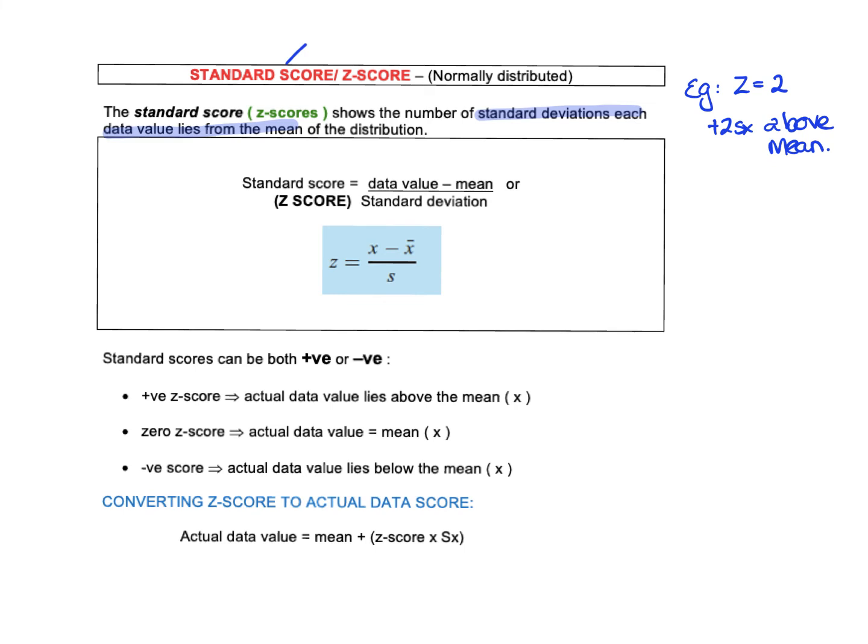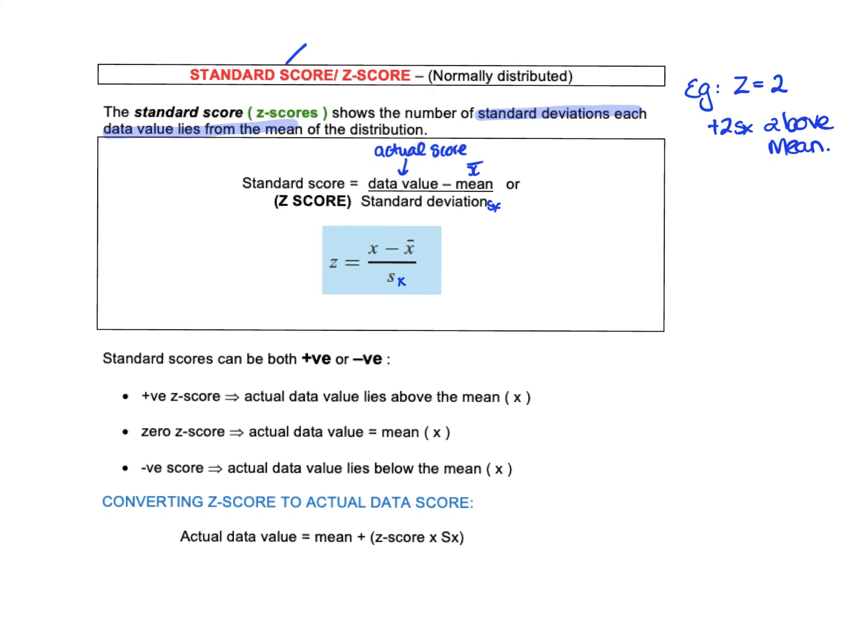So how do you calculate the Z-score? You take the data value, sometimes I like to say the actual score. So if you had a test, that would be what you got on the test, and then you minus the mean, and then you divide it by the standard deviation. Okay? And that would give you the Z-score for your effort on the test or whatever.